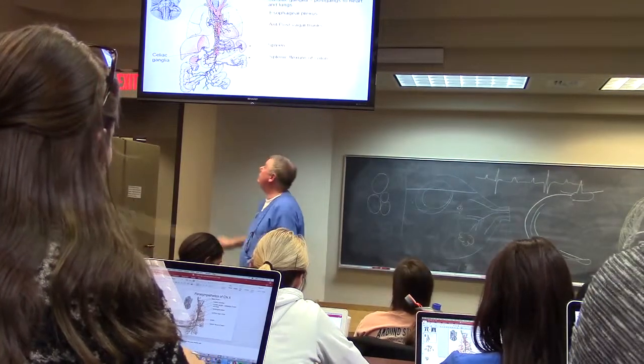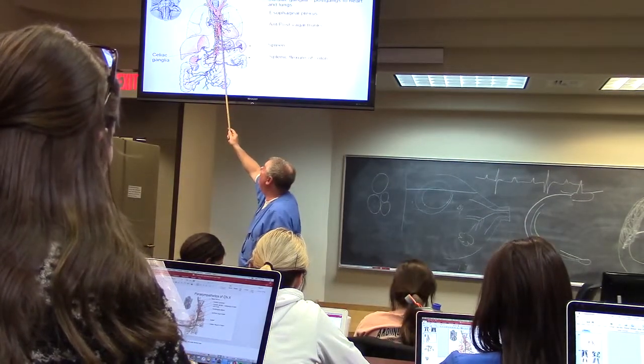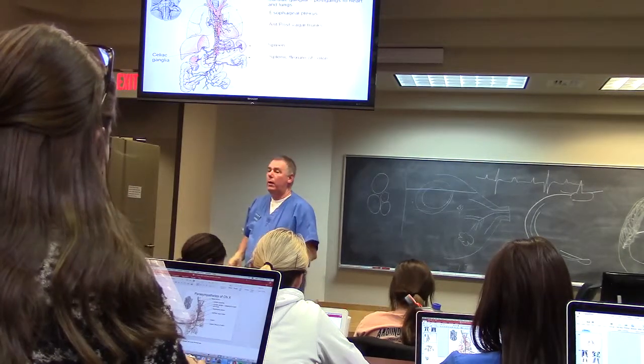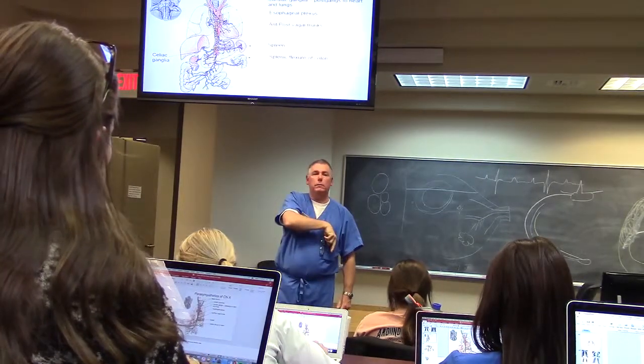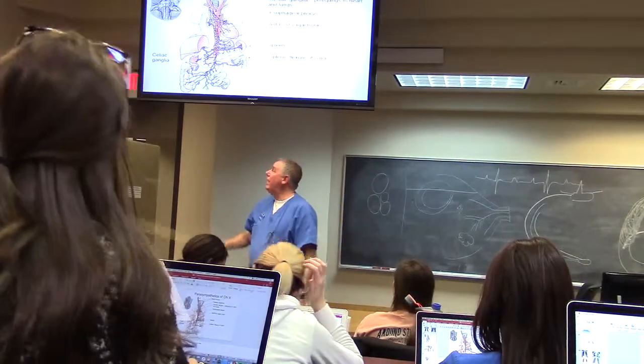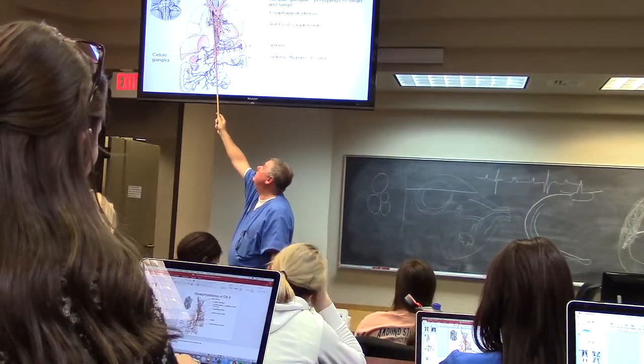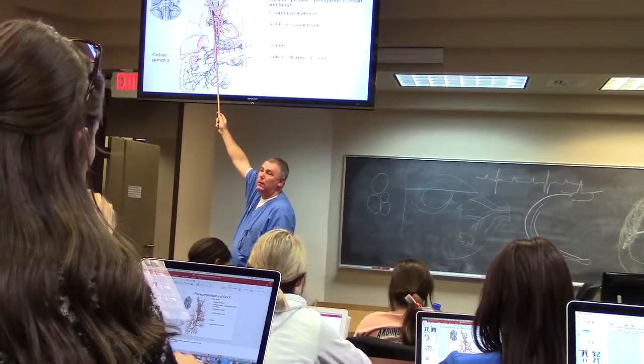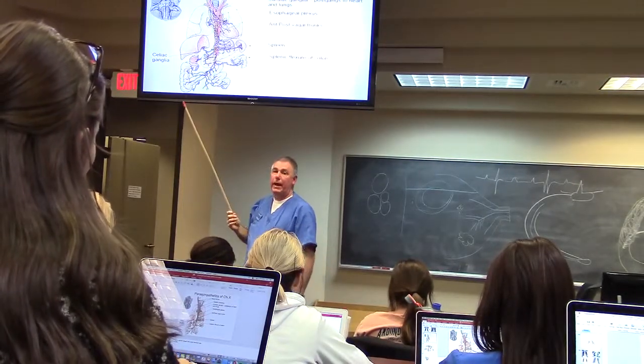The left vagus will travel anterior to the arch of the aorta. The arch of the aorta. The right vagus travels over the subclavian artery. You'll find these in lab today.